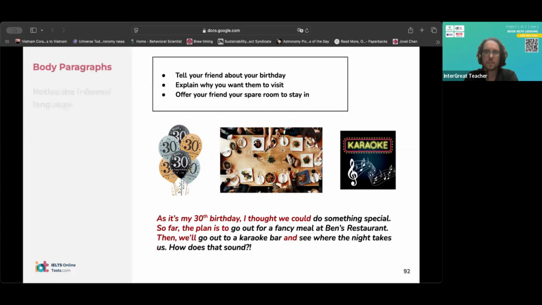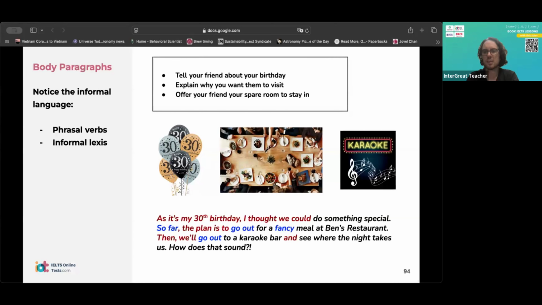We could say, "As it's my 30th birthday, I thought we could do something special. So far, the plan is to go out for a fancy meal at Ben's restaurant. Then we'll go out to a karaoke bar and see where the night takes us. How does that sound?" Okay, if we can think of a couple of different activities, that will help us to fill out this information as much as possible.